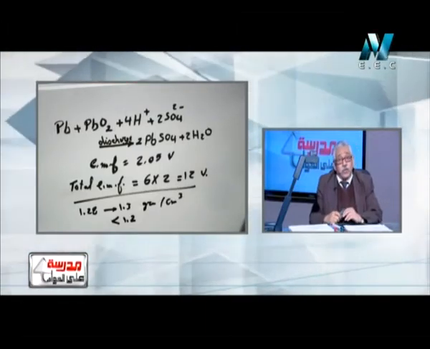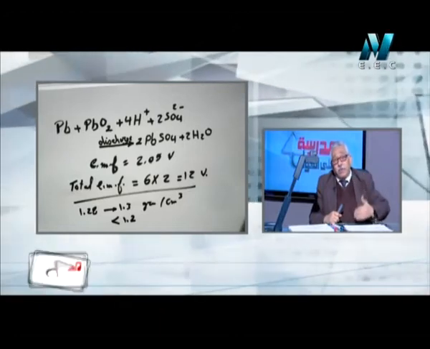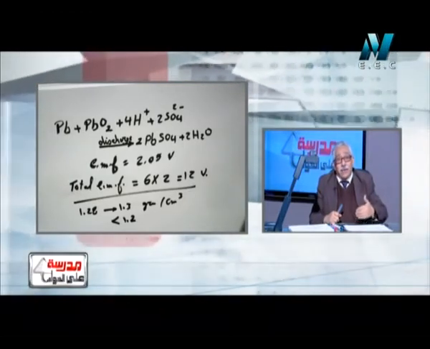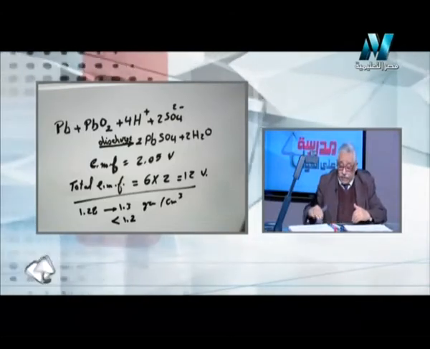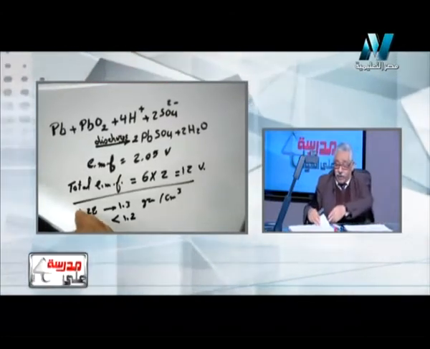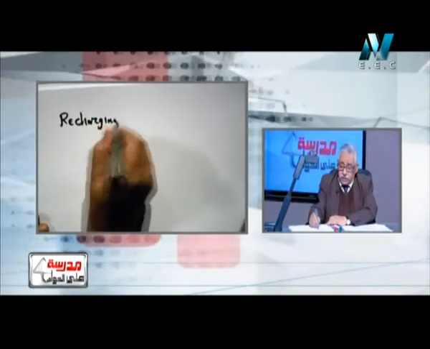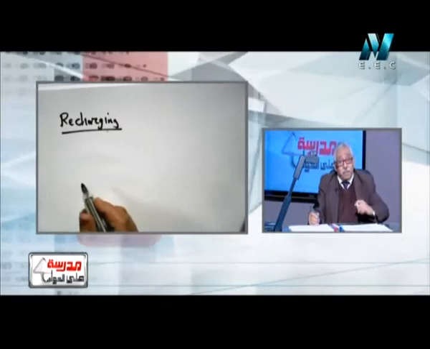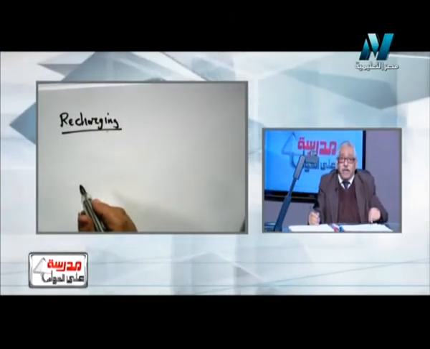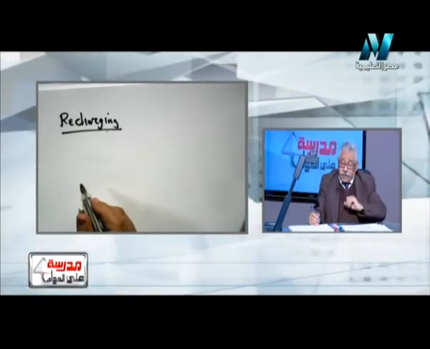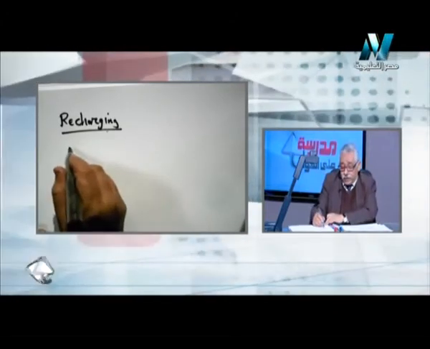How can we recharge the battery? When recharging, the battery acts as an electrolytic cell because it needs an outer source of electricity. We connect the battery to a source of electricity with an EMF slightly higher than the EMF of the battery. It will reverse the reaction.